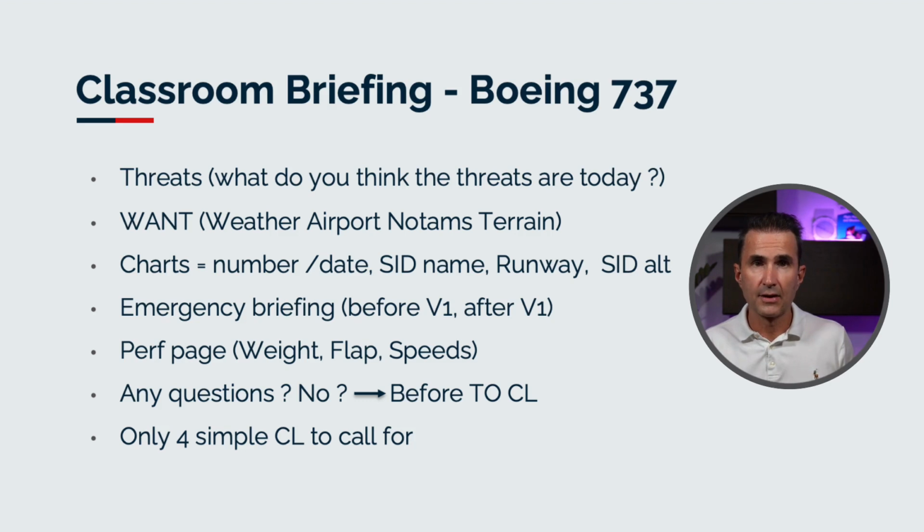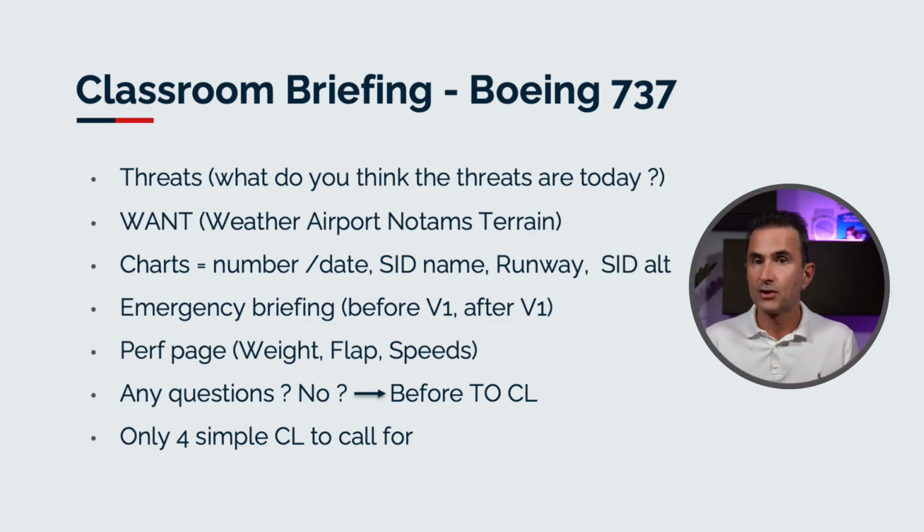The charts, check the number and date. Make sure you have the same. The seat name, the runway, and the seat altitude. You don't have to read everything on the chart. Airline pilots that are experienced don't do that. It's like you're on the plane, both of you have checked the FMS against the chart. There's no need to reread the whole thing, but you have to read what's mandatory. What's mandatory is the chart number and date, the seat name, the runway, and the seat altitude. This you have to do. So you brief that because the threats you've briefed before.